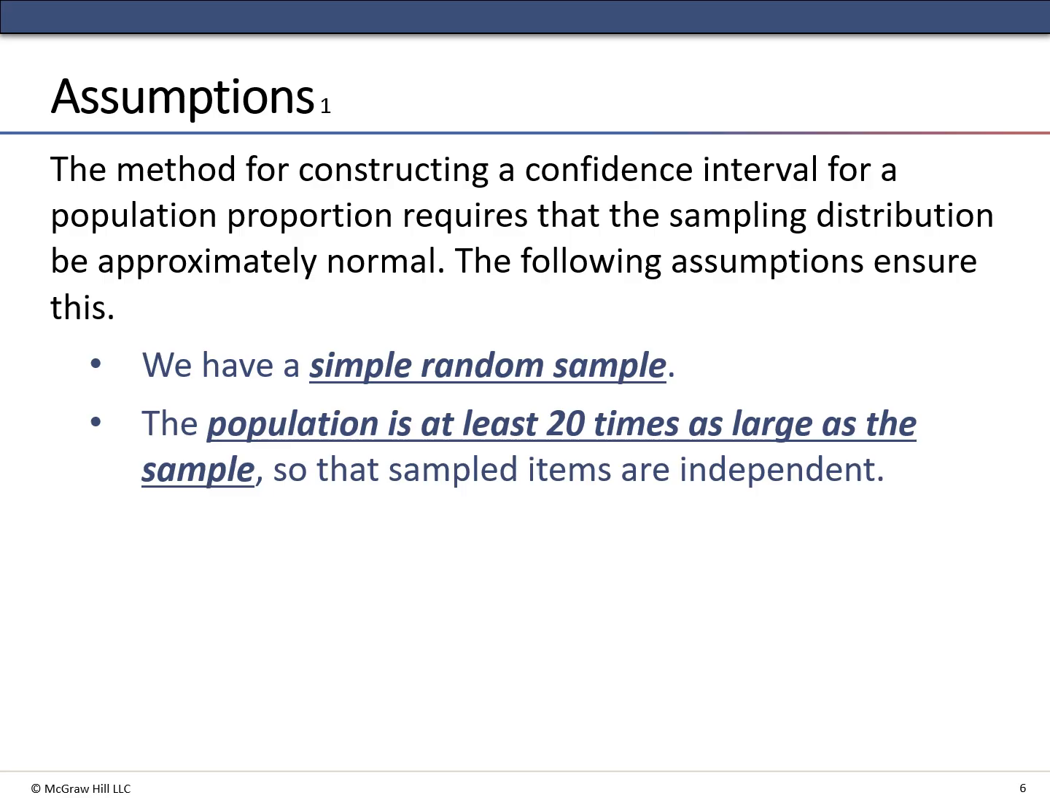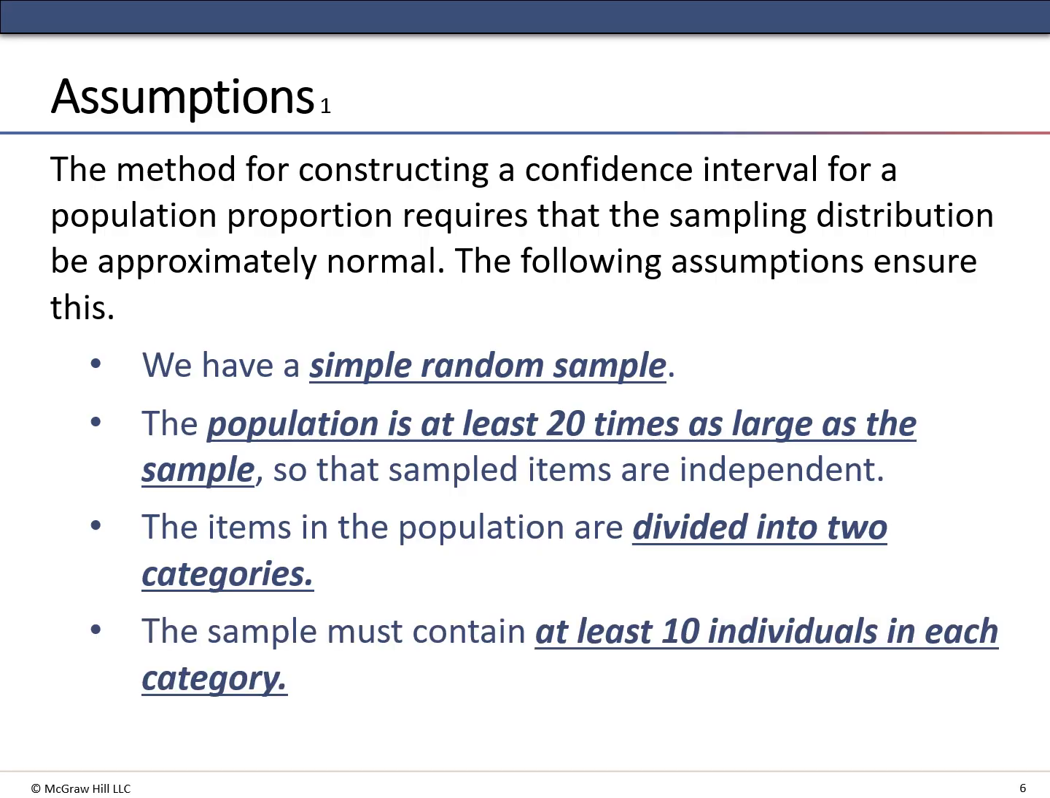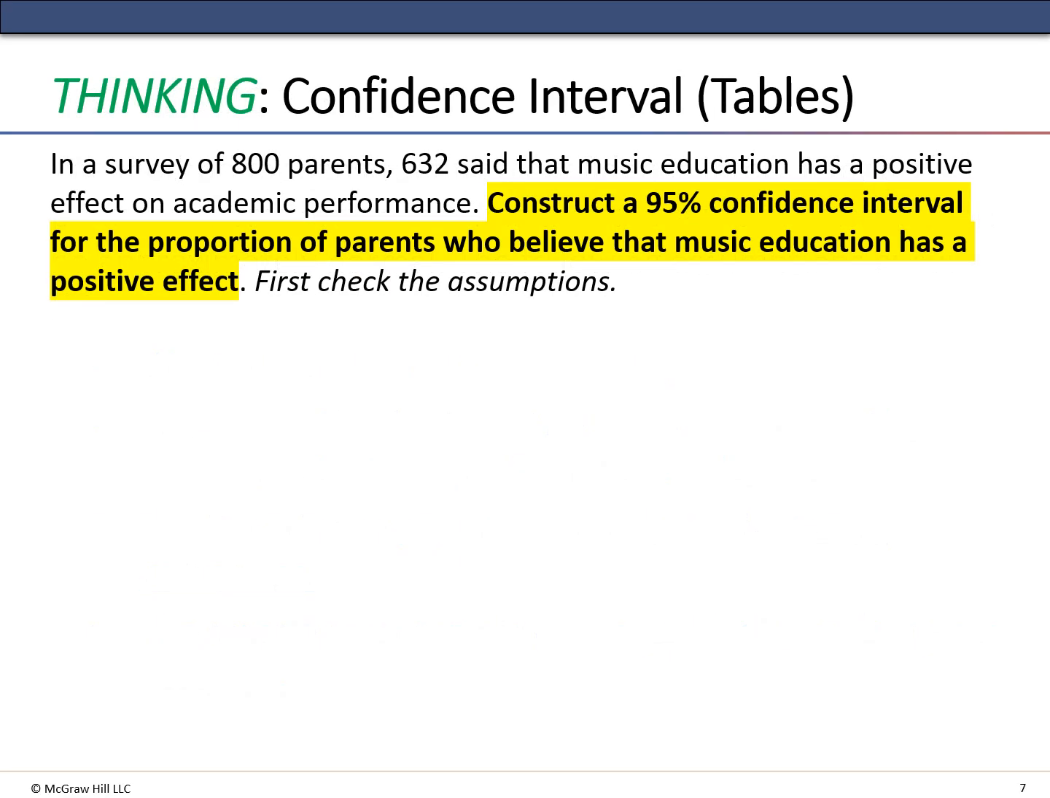The population is at least 20 times as large as the sample, so that the sampled items are independent. And the items in the population are divided into two categories. We'll get more into this in a minute. The following thing is that the sample must contain at least 10 individuals in each category. So again, let's look at an example.